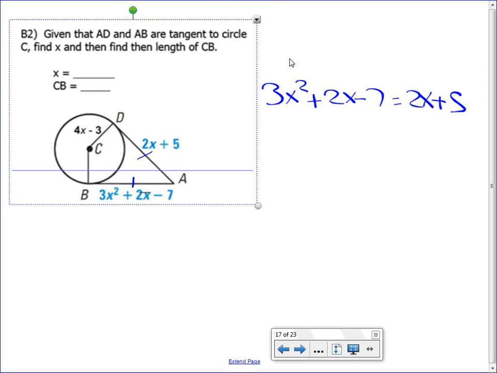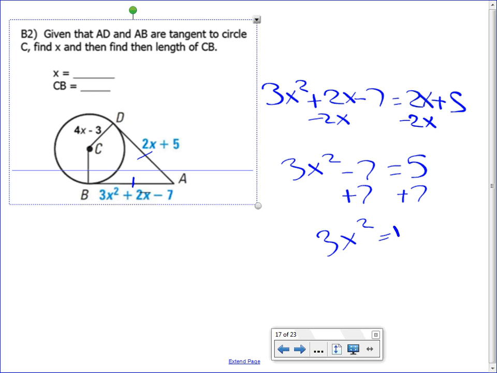Now I have to do some algebra, so I'm going to subtract 2x from both sides. So then we have 3x squared minus 7 equals 5. Add 7 to both sides. 3x squared is equal to 12. Divide both sides by 3. So we get x squared equals positive 4.